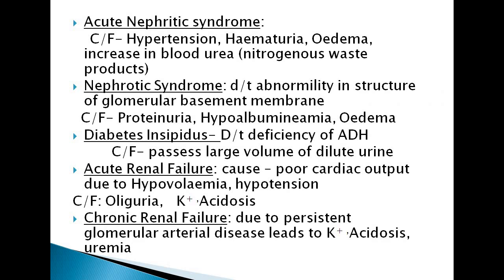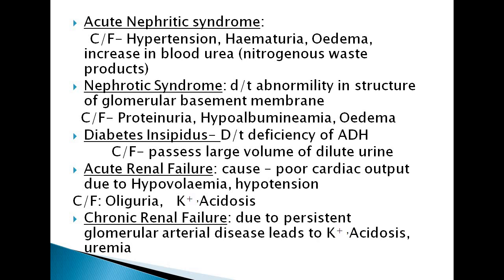Then certain conditions such as acute nephritic syndrome. This is an inflammatory condition in which the patient presents with increased blood pressure, blood in the urine called hematuria, edema, and an increase in nitrogenous waste products, mainly the urea level. So blood urea is increased in acute nephritic syndrome. Nephrotic syndrome is another condition. It is mainly because of abnormality in the structure of the glomerular basement membrane, and the patient presents with proteinuria, hypoalbuminemia, and edema.